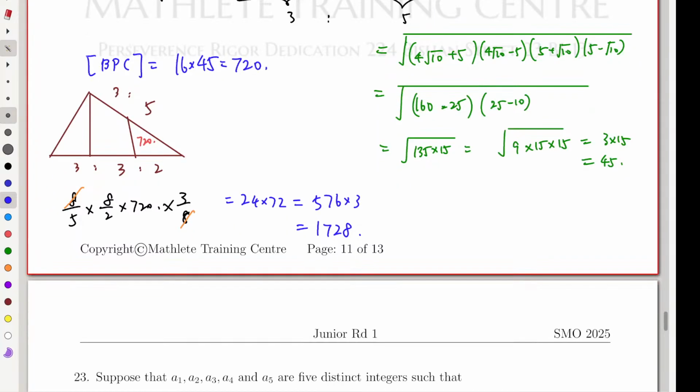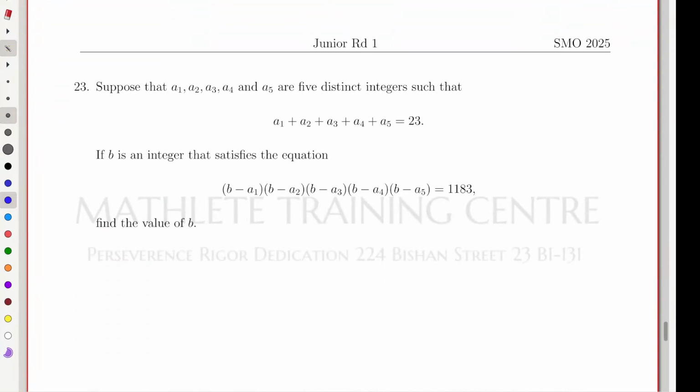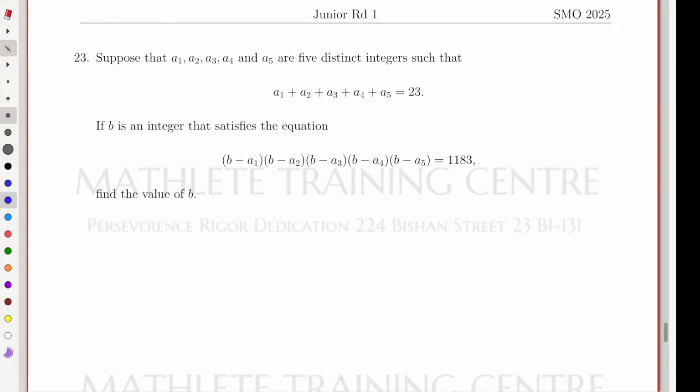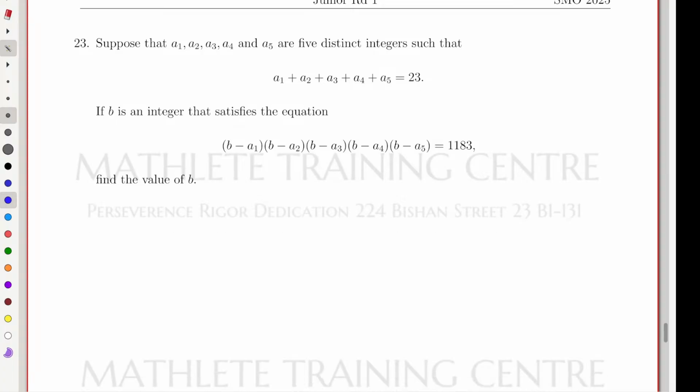Now, let's move on to question number 23. For those of you who are in my Sec 2 class, we have done something like this maybe 5 or 6 weeks ago, except that it was 2012, or some other number instead of 1183. Anyway, this question tells you that I can factorize 1183 into 5 different numbers. So let's try to do that first.